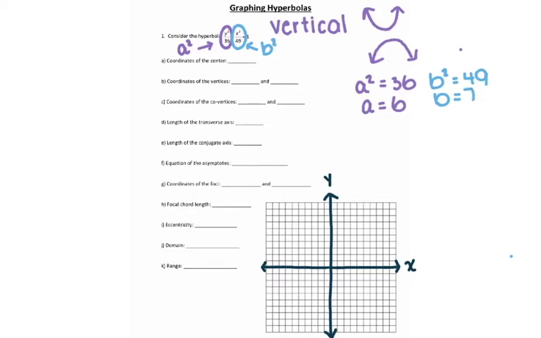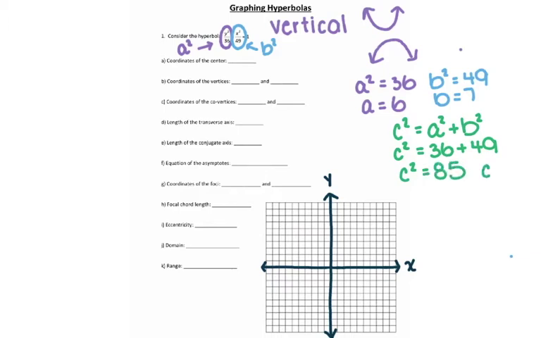And then to get C, for a hyperbola, it's the Pythagorean theorem that you're using. Now, this is different than an ellipse, because in an ellipse, the formula looks the same, but it has a minus. For a hyperbola, it has a plus. Okay, so we're going to go ahead and fill in 36 plus 49. So that's 85. So C is radical 85. And we'll talk about what each of these means in a few minutes.